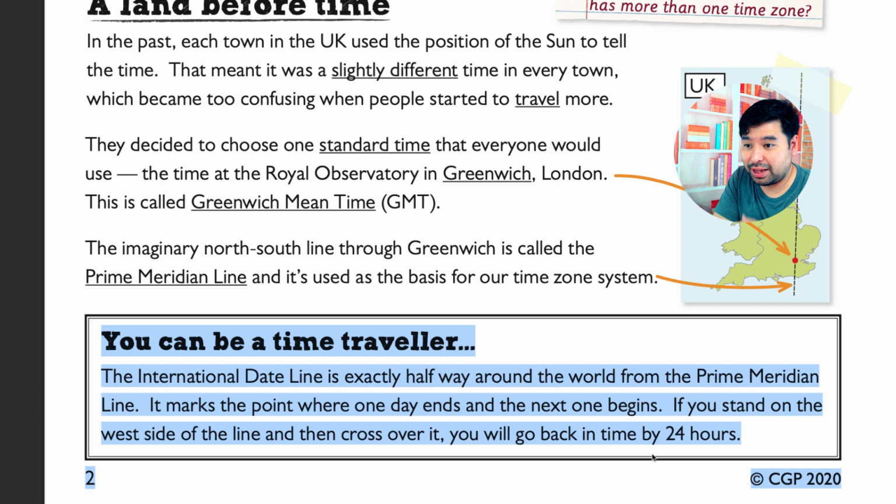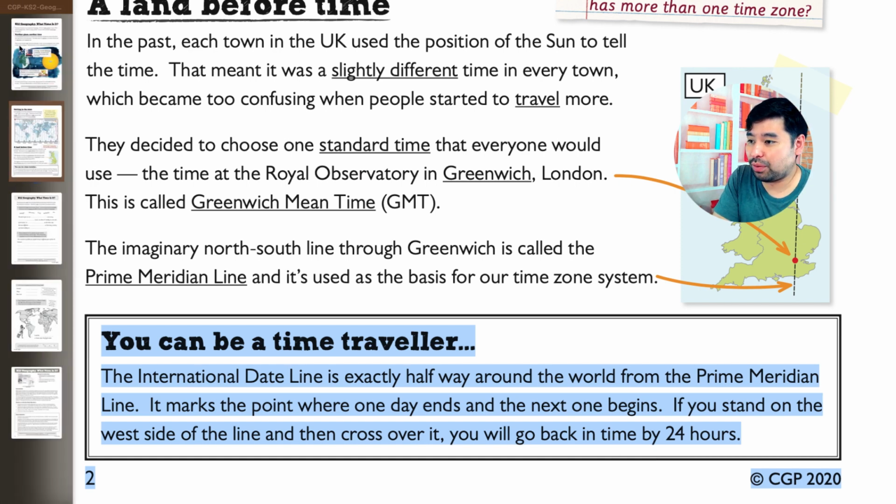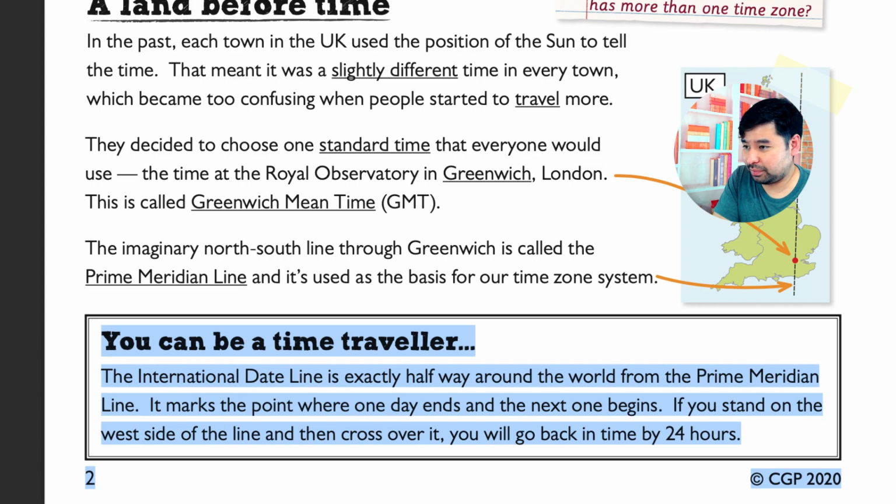I mean, if you cross the line, it's like you turn back. Você volta in time 24 hours. Você volta no tempo, né? 24 horas aí. That's why, depending on the side where you are, on one side or the other side of the line, the time is going to be different, I mean on your clock. Got it? I hope you have understood.